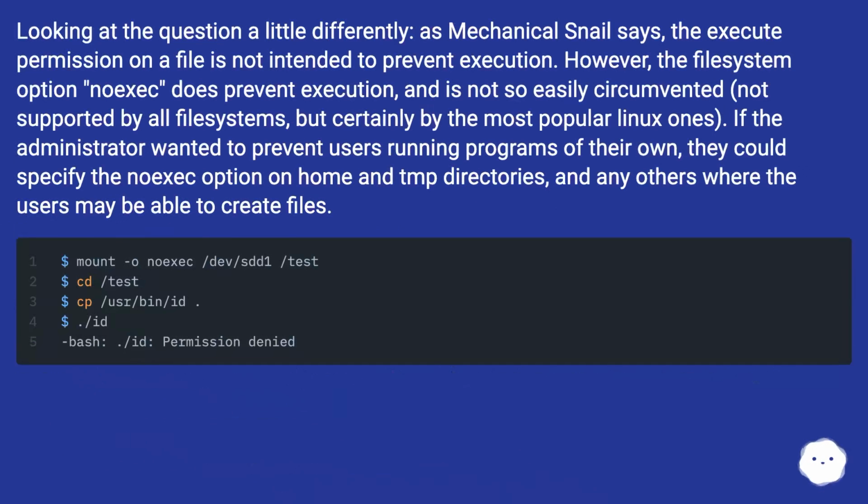Looking at the question a little differently, as Mechanical Snail says, the execute permission on a file is not intended to prevent execution. However, the file system option noexec does prevent execution and is not so easily circumvented, not supported by all file systems, but certainly by the most popular Linux ones. If the administrator wanted to prevent users running programs of their own, they could specify the noexec option on home and tmp directories and any others where the users may be able to create files.